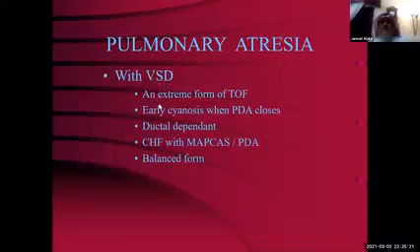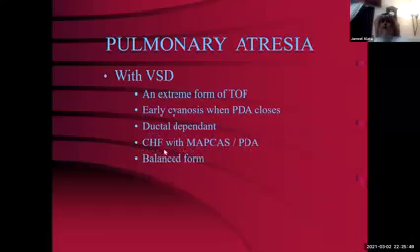Pulmonary atresia with VSD, an extreme form of tetralogy, you can say that. Early cyanosis when the PDA closes. It is a ductal dependent lesion. It may be associated with MAPCAs, good MAPCAs, and then it becomes non-ductal dependent. Congestive heart failure with multiple aortopulmonary collaterals, which are large and not stenotic, or a large PDA, can happen.